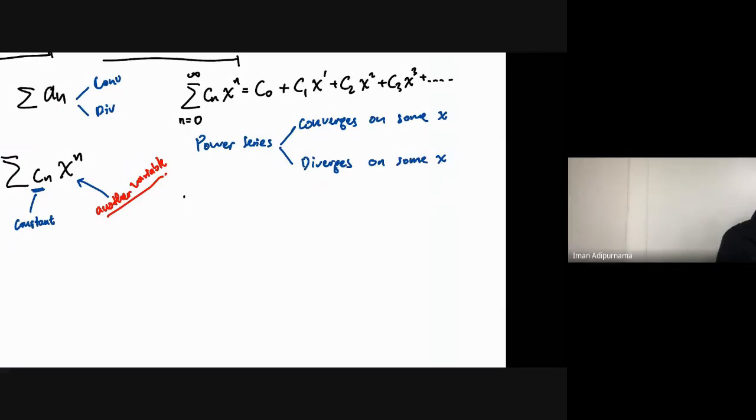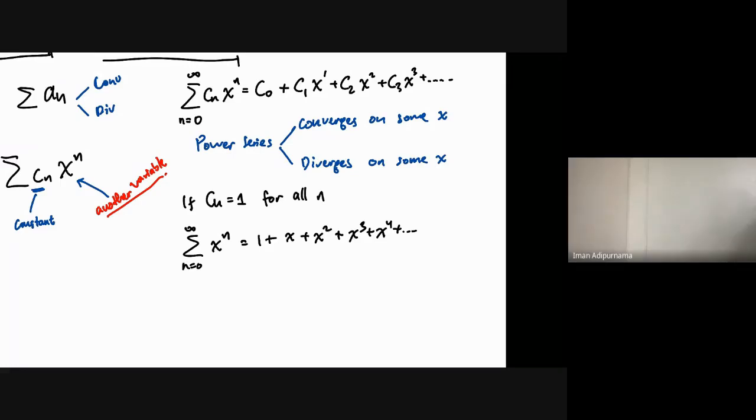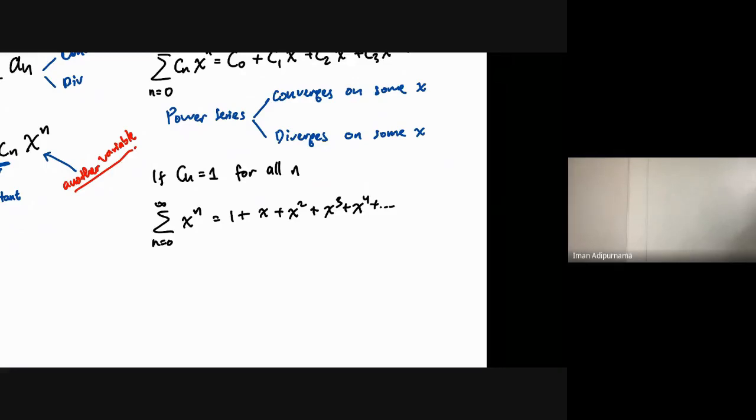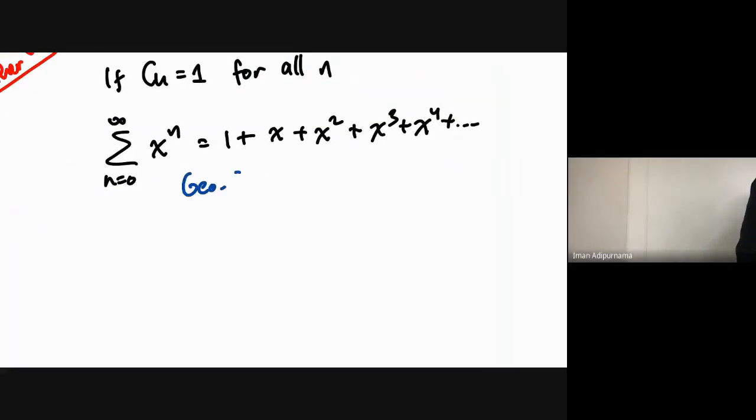And to begin with, let's say we have Cn equal to 1 for all n. So it will be the sum of xn, which is 1 plus x plus x squared plus x cubed plus x4 plus dot dot dot. This is the series that we have discussed before, right? This is the geometric series with ratio x, okay?